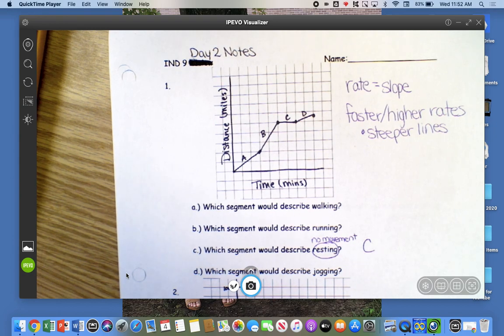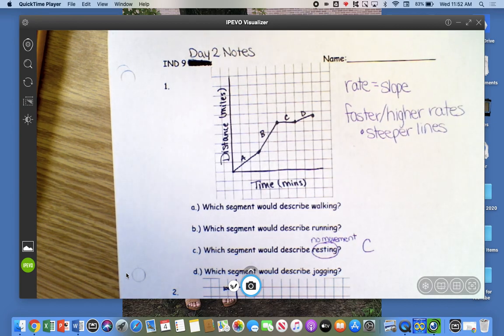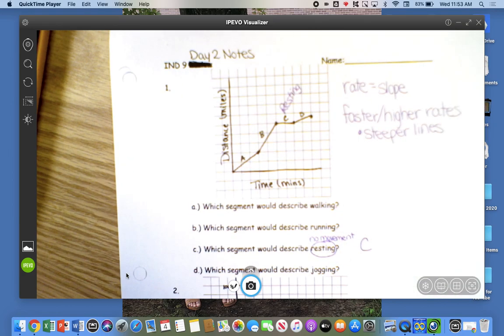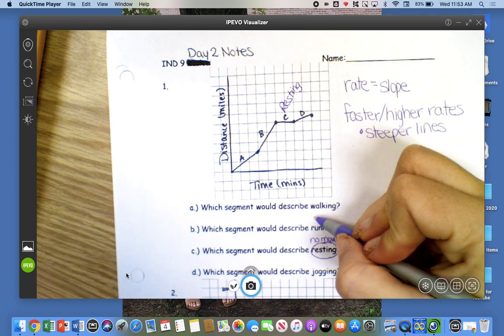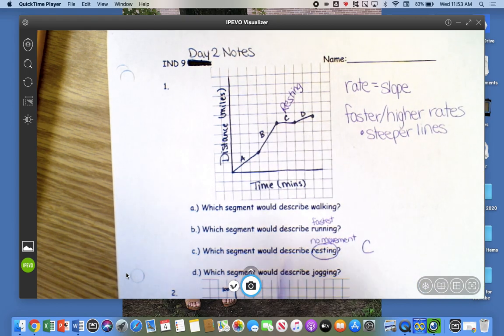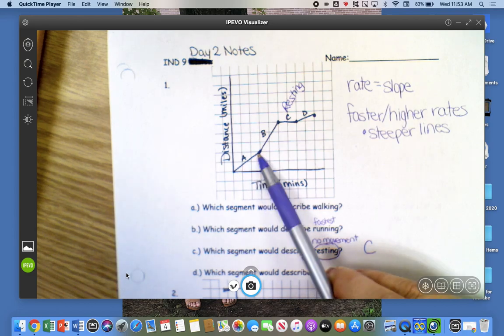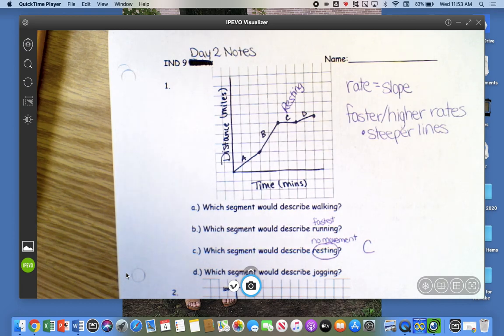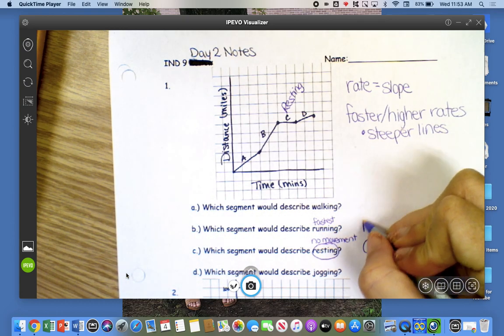Now the other three we have to compare based on steepness. So we have walking, running, and jogging. Walking is definitely going to be the slowest out of the three movements. Running will be the fastest, and then jogging is just kind of in the middle. So this is our resting moment. So if we want to decide running is the fastest, if we look at all three of these line segments that are left, we have segment A increasing, segment B, and segment D. The one that is increasing the most, or is the steepest, is segment B. So that one would be our example of running.